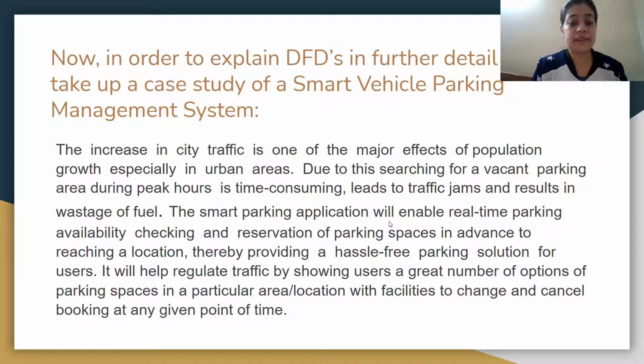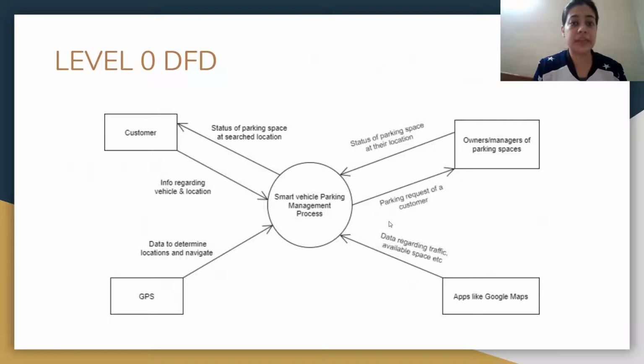It will help regulate traffic by showing users a great number of options of parking spaces in a particular area or location, with facilities to change and cancel booking at any given point of time. Now we move on to level 0 DFD for the previous case study. In case of level 0 DFD, we have shown the entire application as a single process, that is the smart vehicle parking management process. Customer, GPS, owners and managers of parking spaces, apps like Google Maps serve as external entities for our DFD.